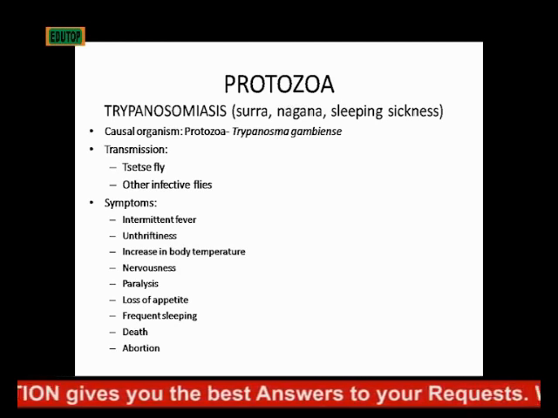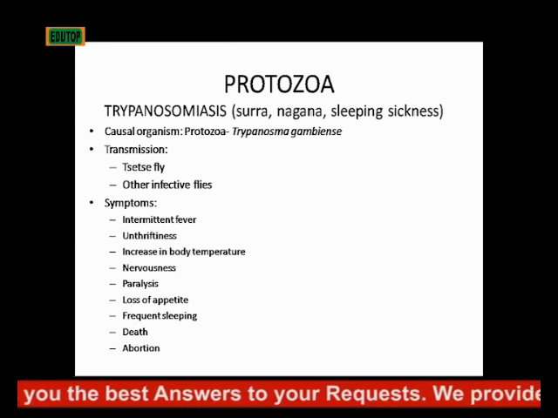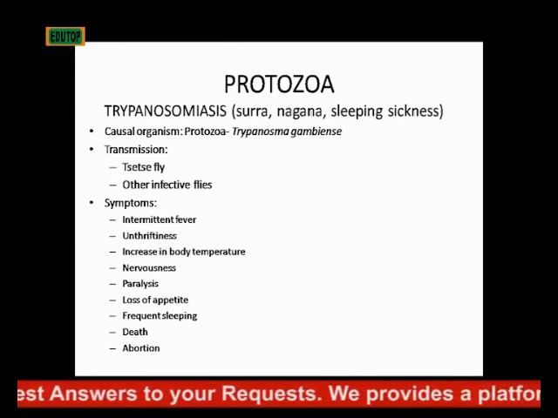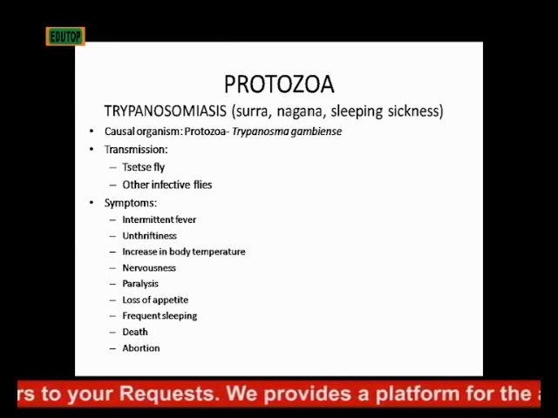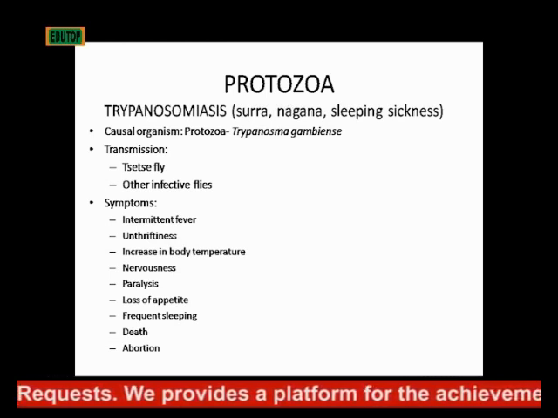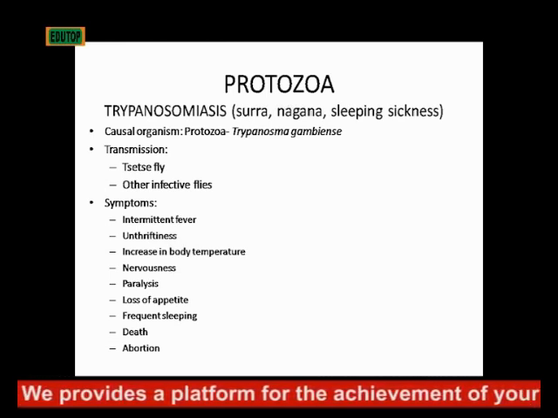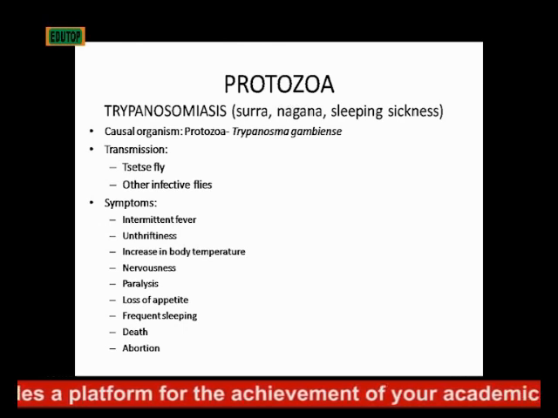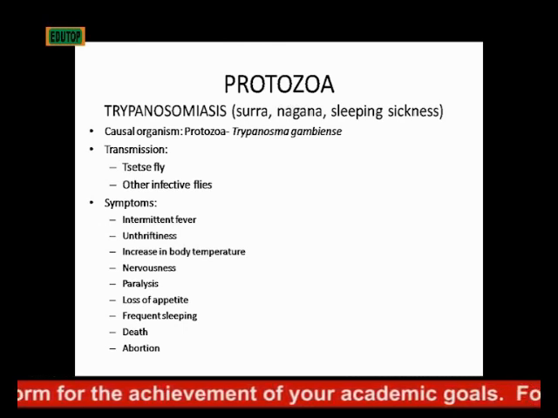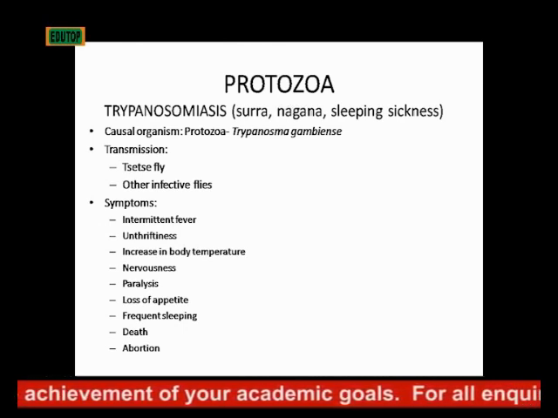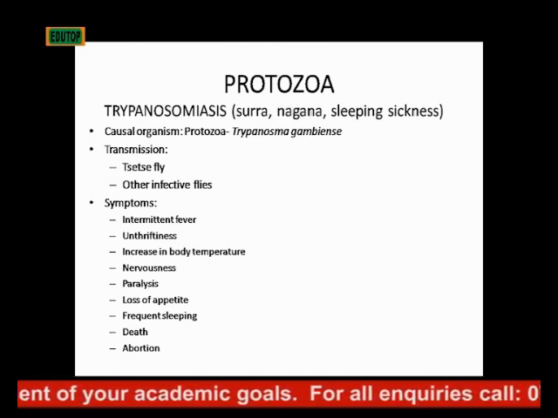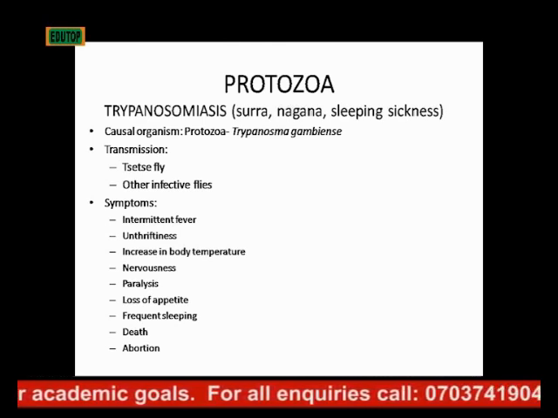Unthriftiness is seen also. The body temperature increases. The animal is very nervous. Paralysis. Then there is a loss of appetite. The animal sleeps a lot. That is why the sickness is termed sleeping sickness. It can lead to death or abortion. So those are the symptoms of sleeping sickness.